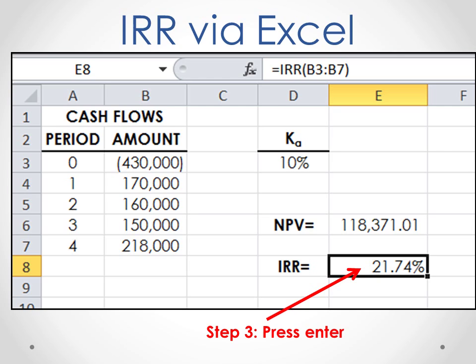Why? Well, because the net present value is a positive number. What does that mean? Well, that means that the rate of return that we're getting on this project is higher than our cost of capital of 10%. And the boss says, oh, really? Well, what is our rate of return? And you can turn and look at your boss and say, we're getting 21.74% return on this investment.